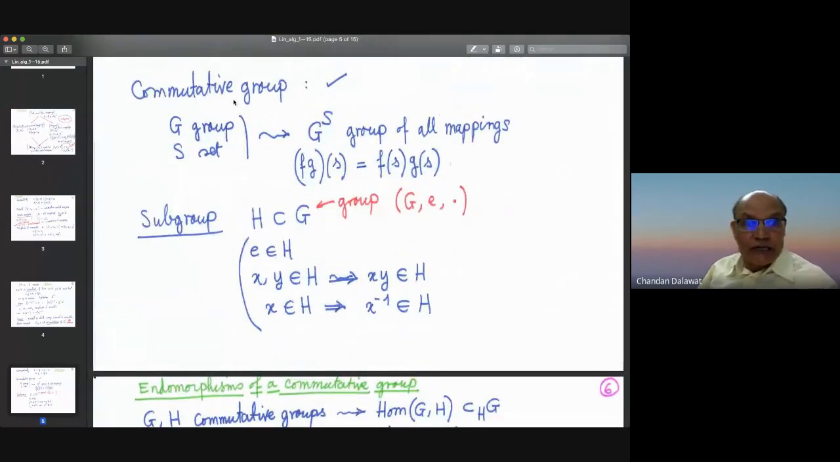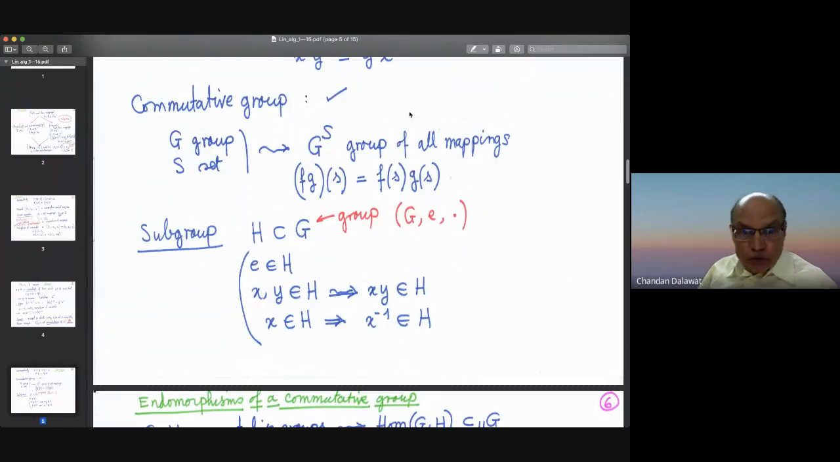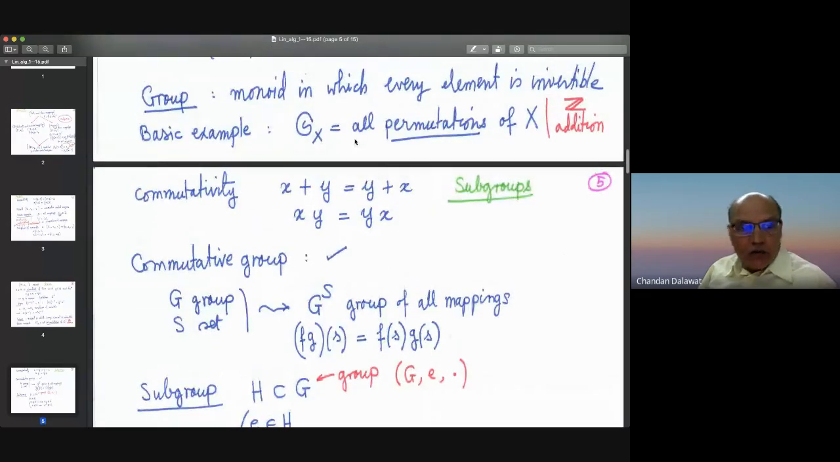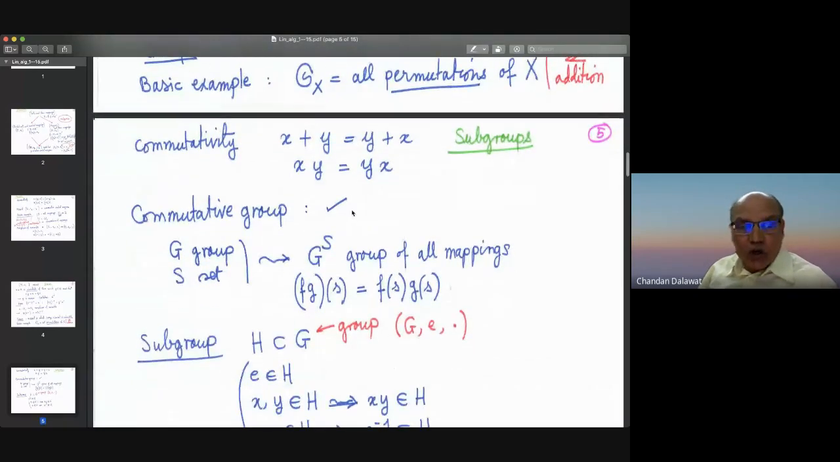So you get a commutative notion of a commutative group. It's just a group in which the law of composition happens to be commutative. It's already associative, as in every group, or as in every monoid, in fact. But a commutative group is one in which the law of composition is also commutative.